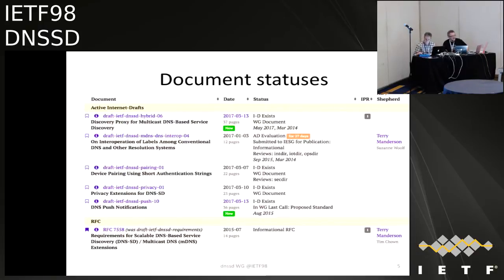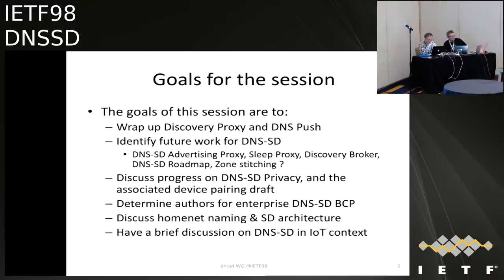So the goals for this session: hopefully we can wrap up the discovery proxy and DNS push work. DNS push is in working group last call already, and the discovery proxy we believe is ready to go through to the AD, but Stuart will give us a quick update on that. We'll also have a little discussion about future work for DNSSD following on from the discovery proxy. You may remember at the last IETF we discussed the idea of having an advertising proxy as well, so Stuart will talk a little bit about that and some of the other topics that he mentioned on the mail list a couple of weeks ago. As I said, we'll also progress the privacy work.